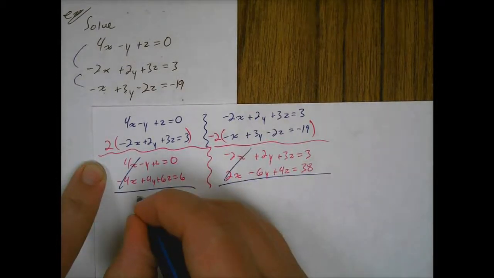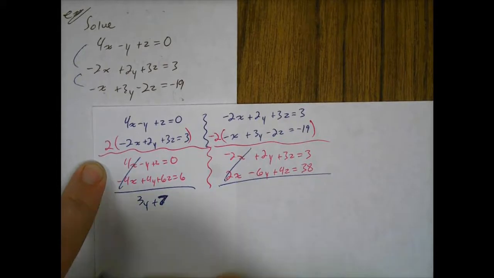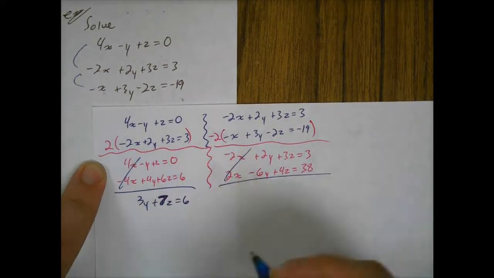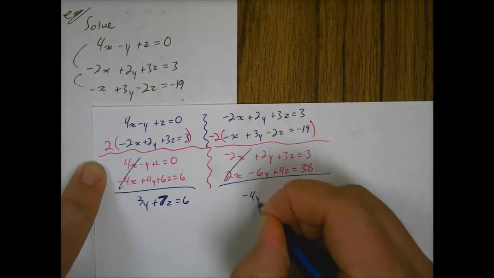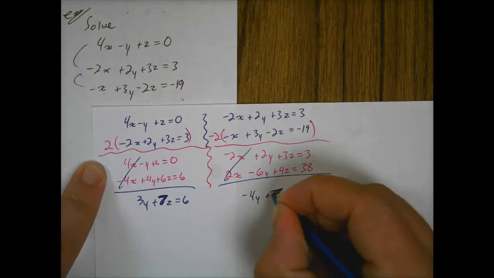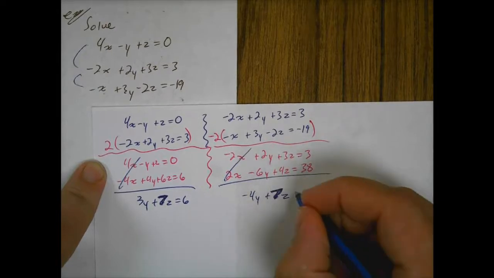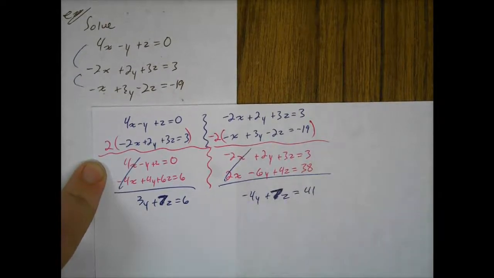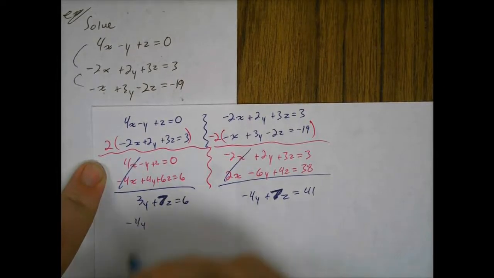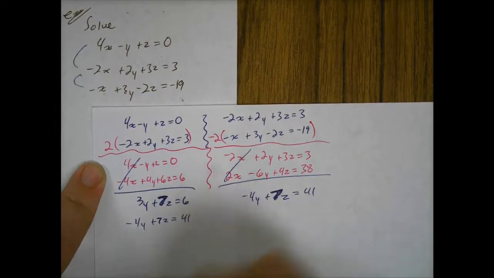So I'm left with 3y plus 7z equals 6. And I have negative 4y plus 7z equals 41. Oh, my goodness, I keep writing 4 and 3 wrong. I can combine both of these. So I have negative 4y plus 7z equals 41.